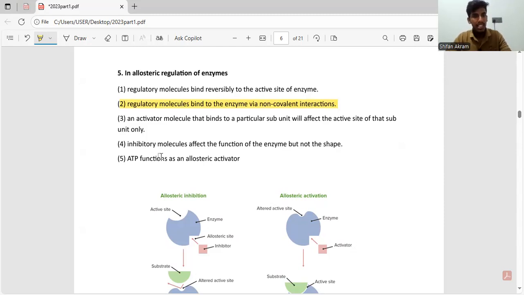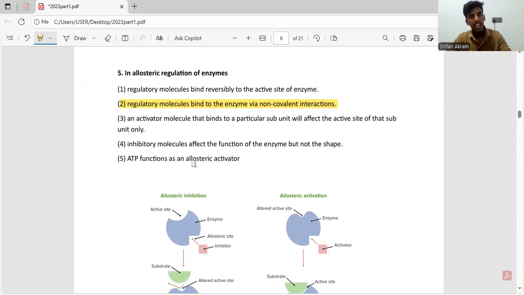The third statement says an activator molecule that binds to a particular subunit will affect the active site of that subunit only. Now, in reality, an enzyme has more than one active site. They might have 3 or 4 active sites, but in this image we only have 1 active site. So when an activator binds to an enzyme, all the active sites are activated. Again, the opposite, if an inhibitor binds to the enzyme, all the active sites are inhibited. So this statement is also wrong.